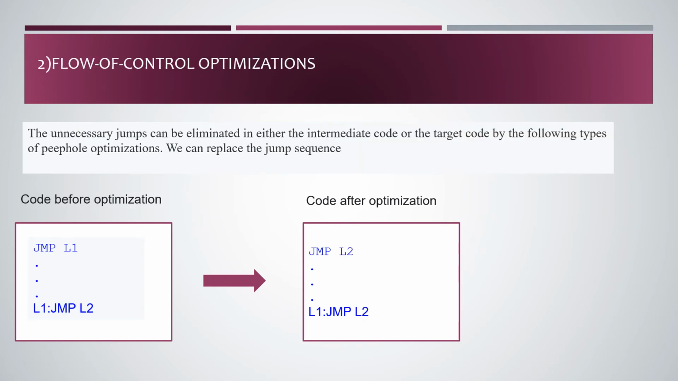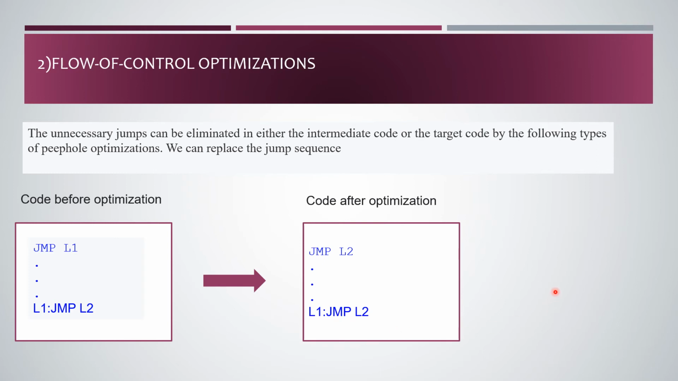So the second characteristic is flow of control optimization. Here the unnecessary jumps can be eliminated. So consider the code before optimization, like jump L1. When we move to label L1, again there is a jump L2. Why this unnecessary jump? So I can optimize it as jump L2. Even this instruction can be eliminated if there are no other instructions that are moving to the label L1.